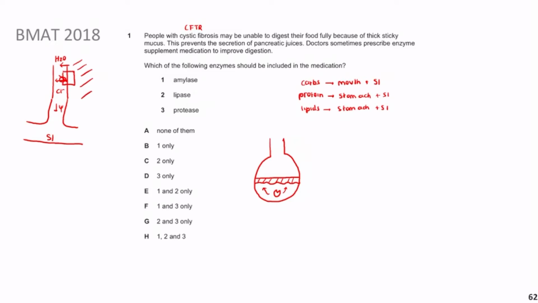So if this mechanism is messed up, you're not going to get the enzymes which break down carbs, the pancreatic amylases. You're not going to get proteases or trypsins from your pancreas, and you're also not going to get lipases from your pancreas. So this medication should contain all of these, because if your pancreas is not working, none of these are going to be produced, and therefore you need to supplement with all of them. So the answer, hopefully you appreciate, would be F.